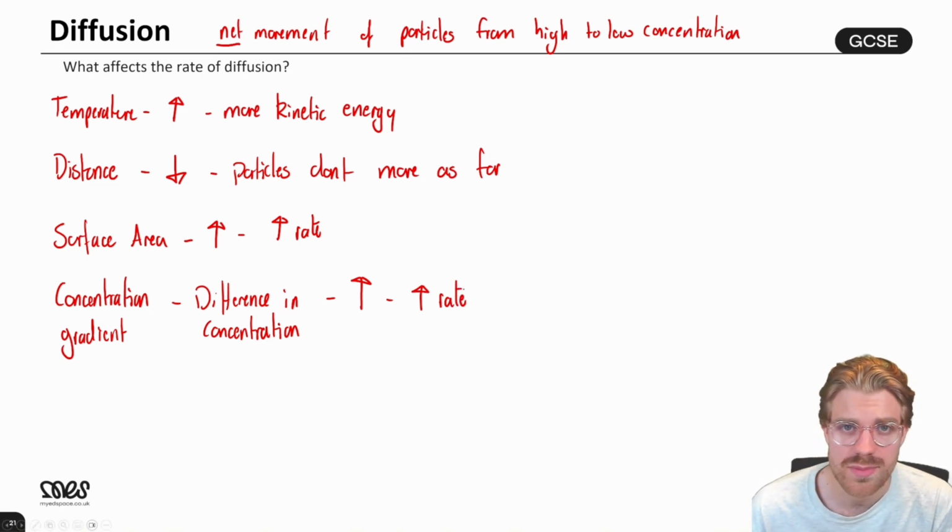Examples of substances that might diffuse into and out of cells, we could think of things like oxygen and carbon dioxide diffusing in and out of cells, as well as glucose and amino acids diffusing in and out of cells as well.